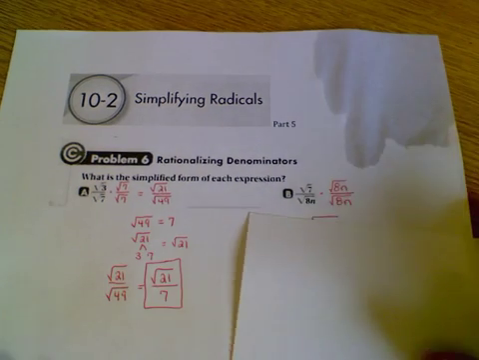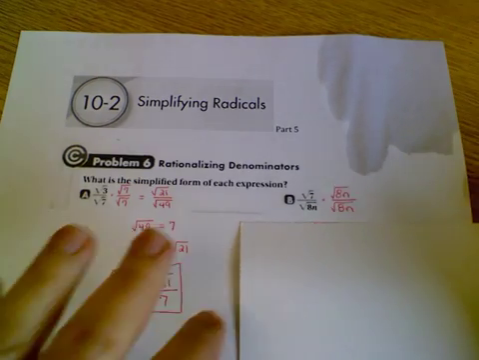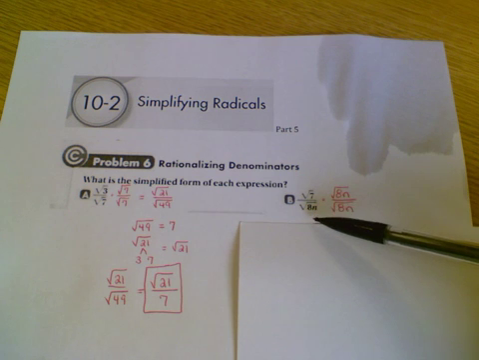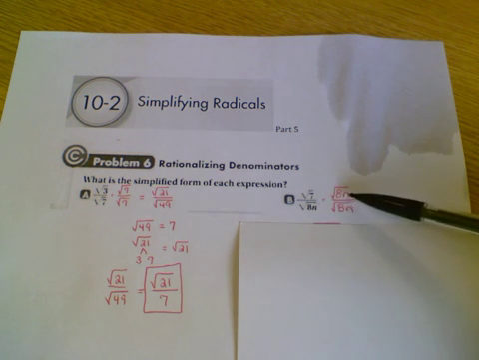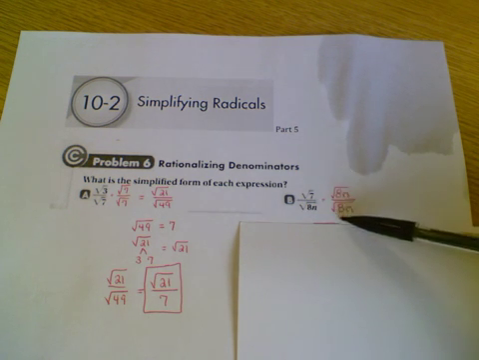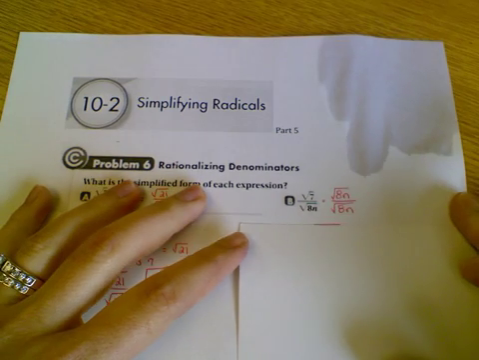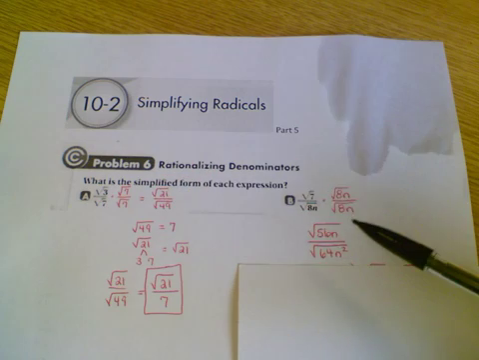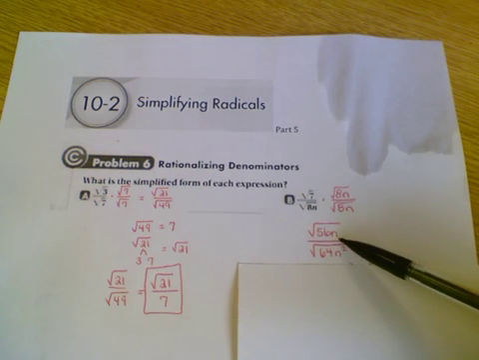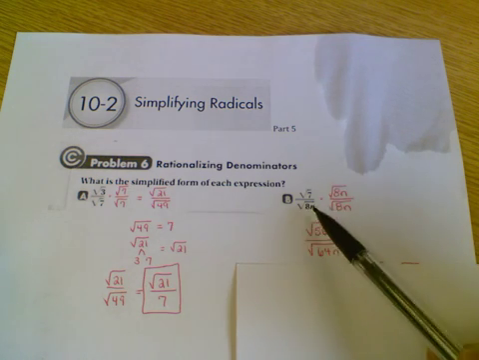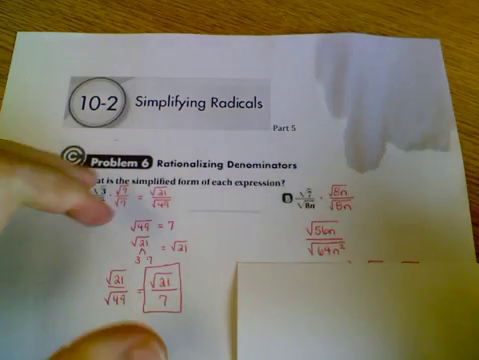Now let's take a look at one that has a letter in there. On letter B, it has square root of 7 over square root of 8n. You're still going to multiply by the same thing that's in that denominator. So I'm going to multiply top and bottom by square root of 8n. When I do that, I get square root of 56n on top, and on bottom I get square root of 64n squared. So make sure you're multiplying straight across there.